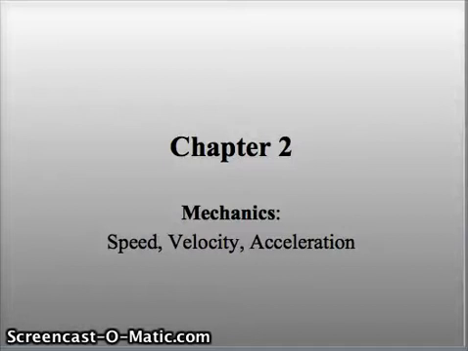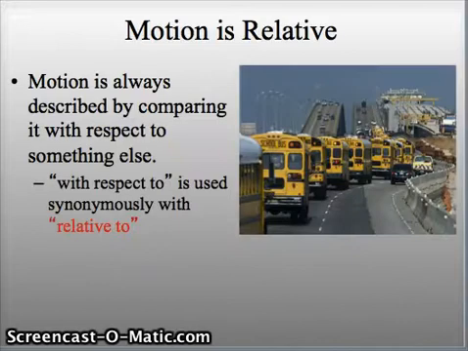Alright, so this is 2.1 through 2.4 on speed, velocity, and acceleration. So first, let's talk about motion as relative. When we're talking about motion, it's always described by comparing it with respect to something else, because we don't know if something is moving unless we are comparing our state of motion with something else, usually something stationary.